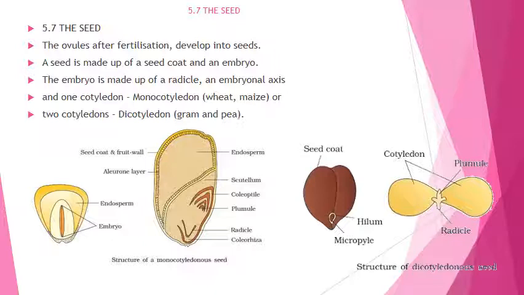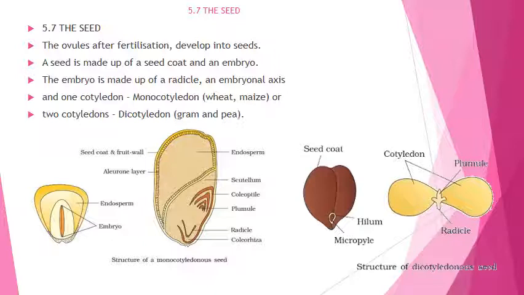So, after that the cross section shows you the scutellum, the coleoptile, the plumule, the radicle, and the coleorhiza. The plumule is the part by which the stem grows up. When it is sown in the soil, then the plant comes out. So the plumule is the part which gives rise to the stem, and the radicle is the part which gives rise to the roots which go under the soil.